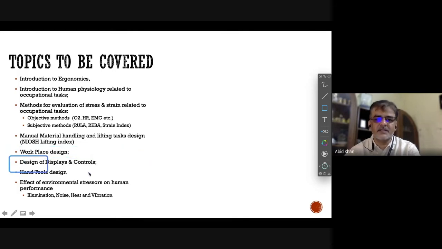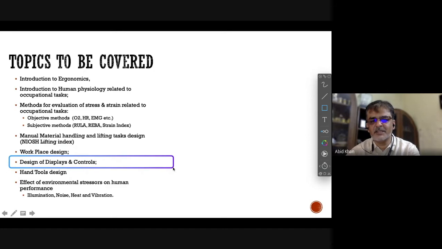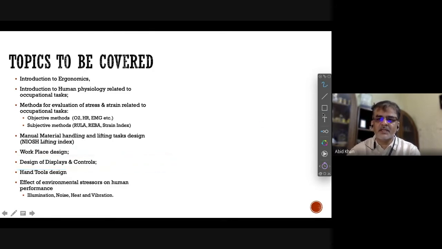Design of displays and controls. In ergonomics, displays and controls have a very major role, if they are not properly designed or properly compatible with the human. Here the word compatibility is very important, because ergonomics is nothing but the compatibility between man, machine and environment. So basically all we are doing in ergonomics is to improve the compatibility between man, machine and environment.